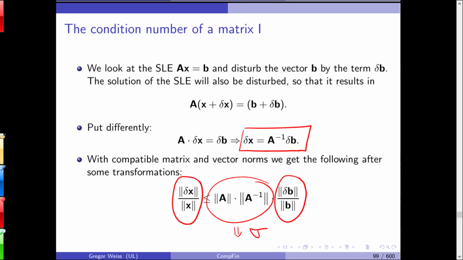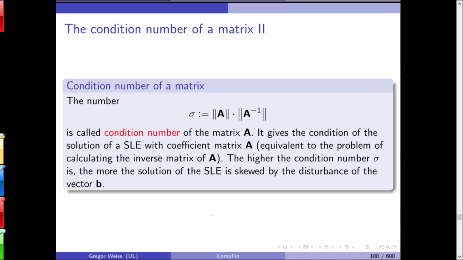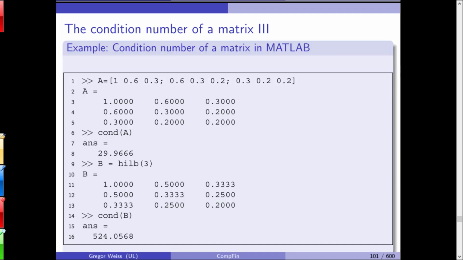showing that also the invertibility and the ease with which we can calculate the inverse of A strongly influences the amplification of an input data error in solving a system of linear equations. Sounds very theoretic, so this is the condition number, but you can immediately see it in a simple example.